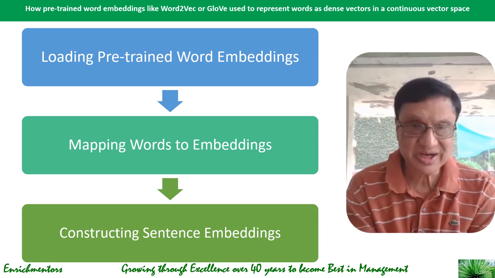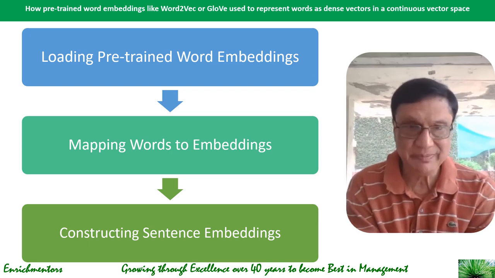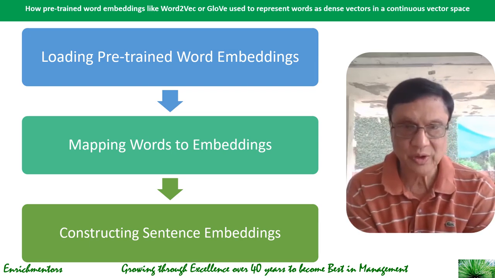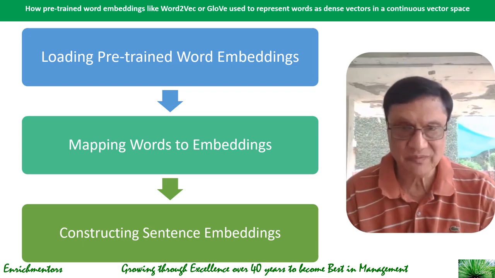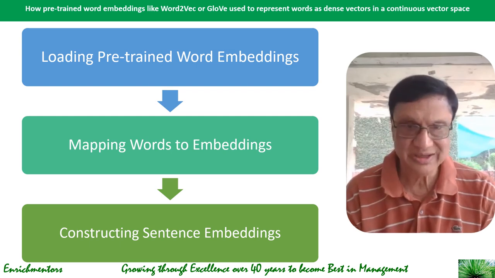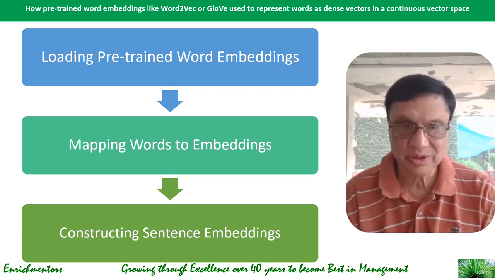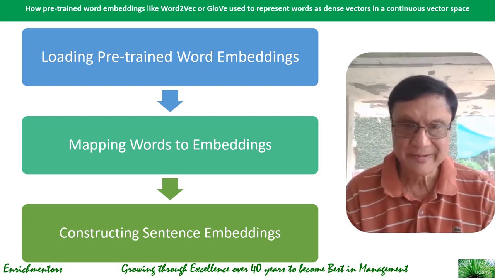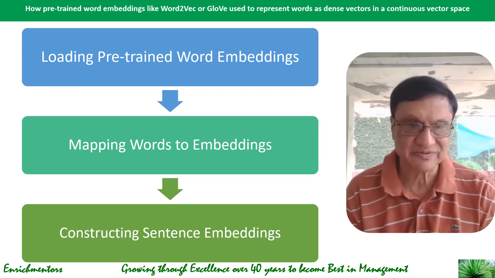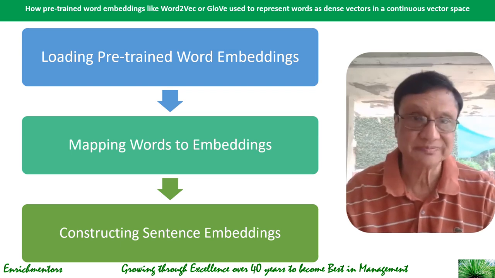Then they constructed sentence embeddings to represent a review or document as a dense vector. They aggregated the word embeddings of all the words in the review. Common aggregation methods included averaging the word embeddings or using more sophisticated techniques like a weighted average based on TF-IDF scores. So that's how it was done.